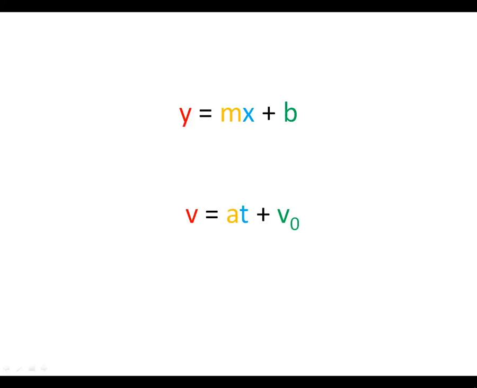And now for the slope. The slope in y equals mx plus b I've highlighted in a yellowish gold color. You can see that it's multiplied by the independent variable x. So in the bottom equation, our slope, a, highlighted here in gold, is multiplied by our independent variable t. So a, the acceleration, is known as the slope.